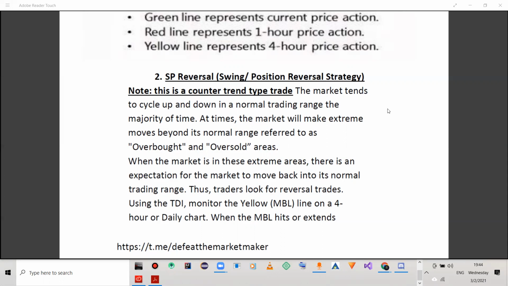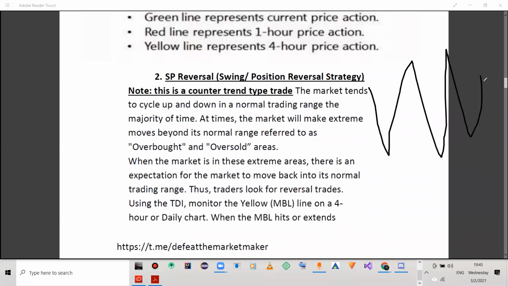So how does one go about it? Let's get on with the swing position reversal strategy. The first thing you need to note is that this is a counter trend type of trade. The markets tend to cycle up and down in a normal trading range the majority of the time. We all know this, right? This is literally the movement of the price, the way that it goes like this.